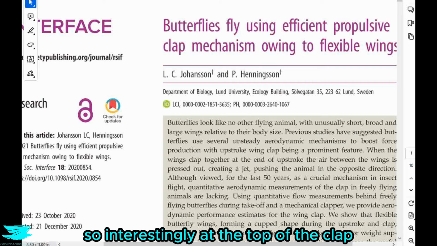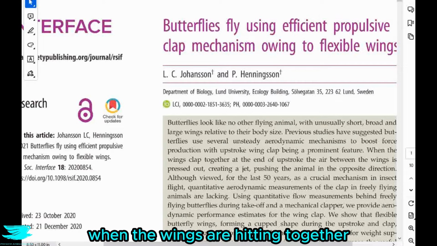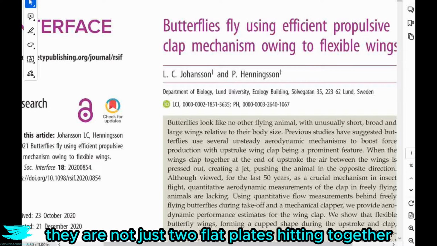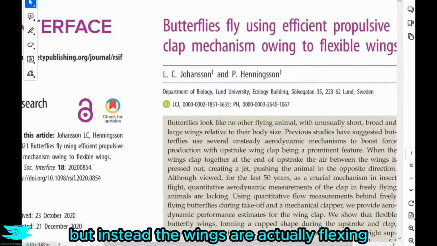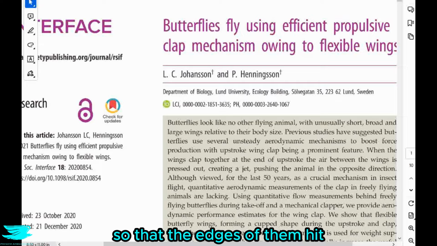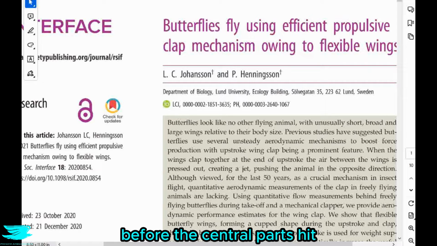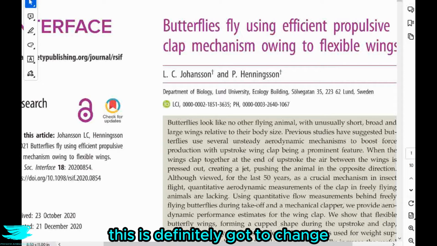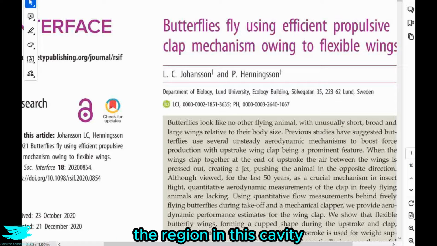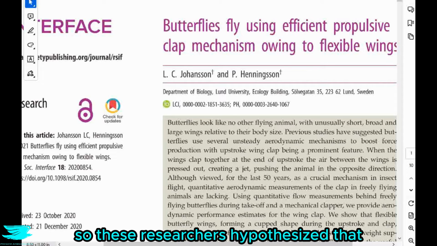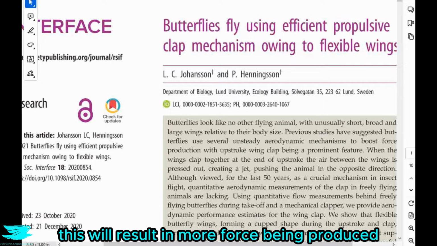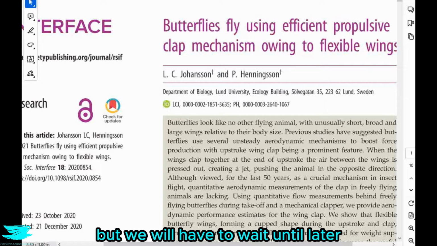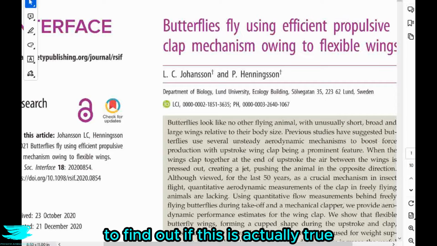So interestingly, at the top of the clap, when the wings are hit together, they are not just two flat plates hitting together, but instead the wings are actually flexing so that the edges of them hit before the central parts hit. This is definitely going to change how the air is expelled from the region in this cavity. So these researchers hypothesized that this will result in more force being produced, but we will have to wait until later in the results section to find out if this is actually true.